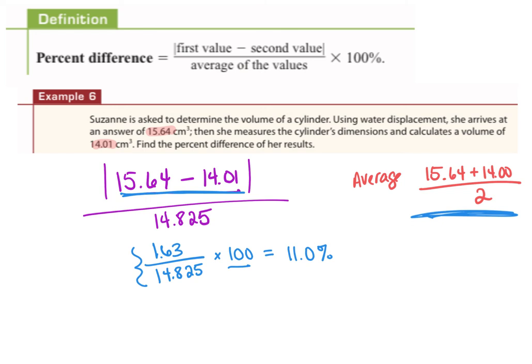All right, so you need to know these terms. Percent error is what you got minus what you expected divided by what you expected. Percent difference is the difference of the two things you got divided by their average. Make sure you know those terms and the difference in those terms. All right, I want you to try one.